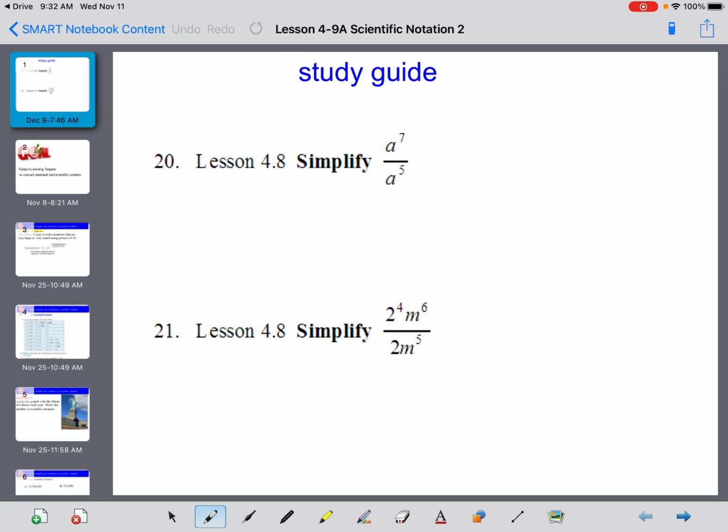This is lesson 4-9A from the Algebra Readiness textbook. For today's lesson, you will want your chapter 4 notes packet, a sharpened pencil, and to have completed the study guide questions. When you're ready to compare your answers to mine, continue the video.